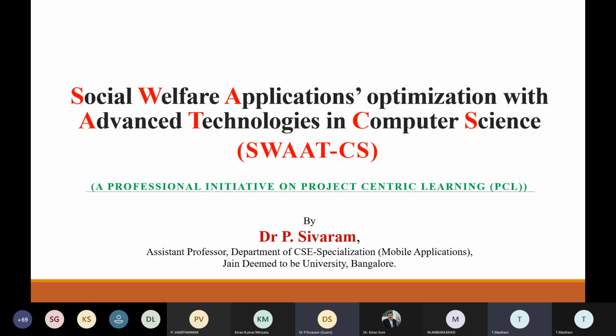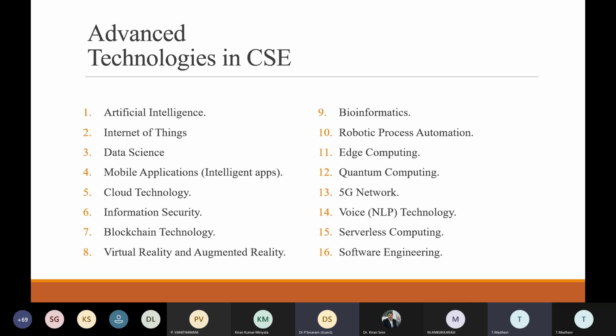Now, once again, I'm backtracking. See the social welfare applications optimization with advanced technologies in computer science. You are supposed to identify the society needed optimization with the help of computational devices. Such an application, if it's existing already, you can optimize with the emerging technology, and you can invent a new idea, a new system you can frame, or you can develop it further with the novelty. The available advanced technologies we just saw.